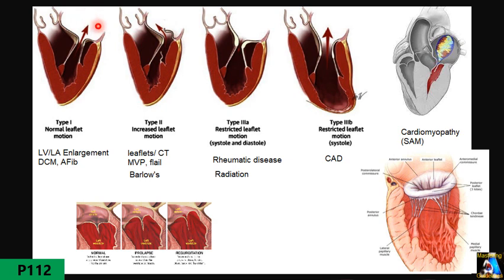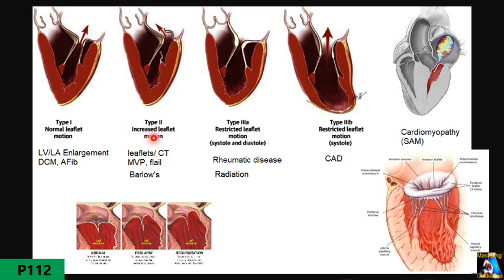Or in LA enlargement, for example related to AFib or as a consequence of other causes like AI or mitral stenosis, whatever, when we have enlargement in the LA, we can see in an advanced stage some degree of MR.